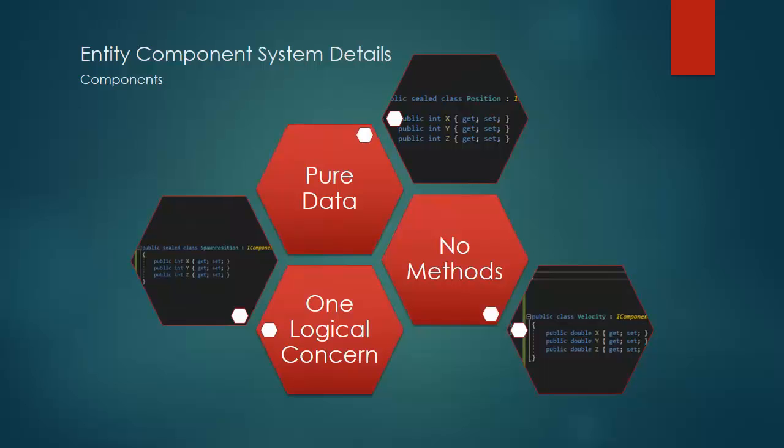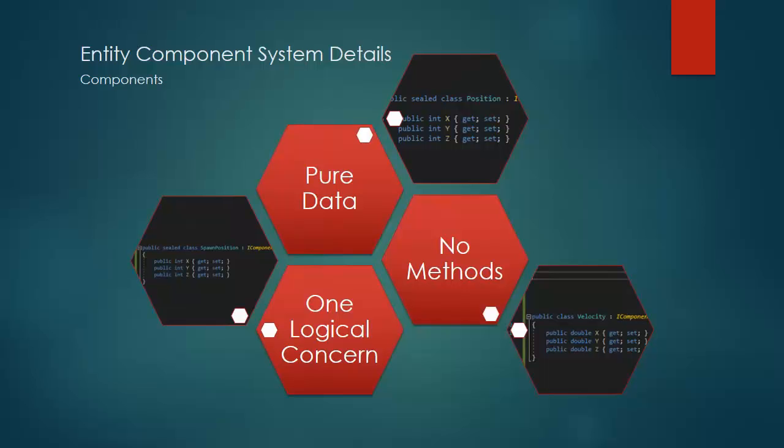You want to have a spawn position. You want to have a position. You want to have a velocity. You want to have a health that are separate things. One logical concern for each thing, so that the systems can go and do whatever they need to. Because of the way we're going to architect it, and I'll talk to you about signatures later, the systems will be able to go and grab whatever they need.